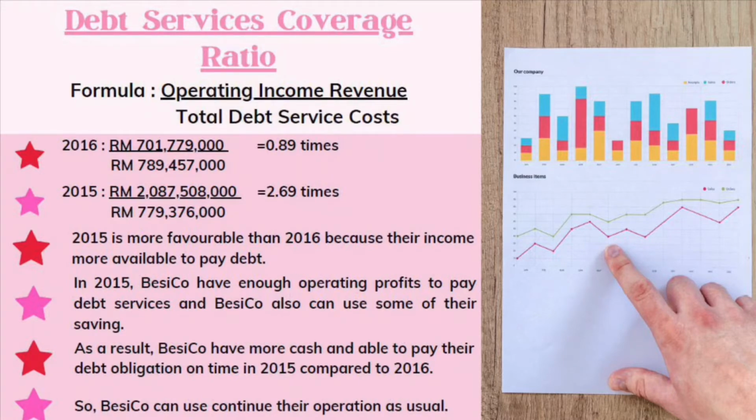In 2015, Besico had enough operating profit to pay debt services, and Besico could also use some of their savings. As a result, Besico had more cash and was able to pay their debt obligations on time in 2015 compared to 2016. So, Besico can continue their operation as usual.